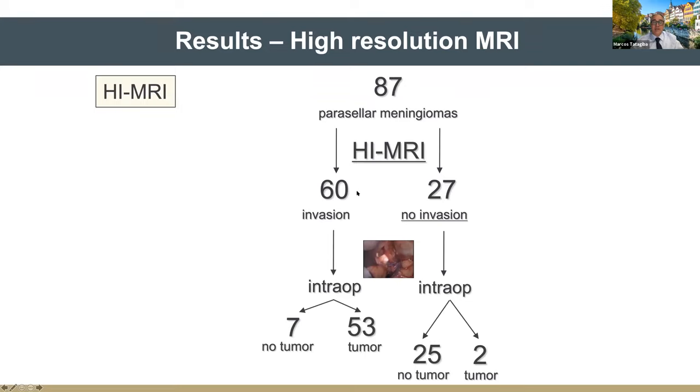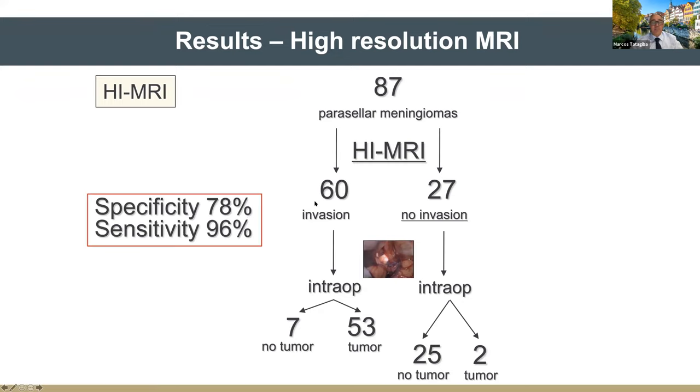In 60 cases, MRI detected invasion. We opened the canal in all of them. We found tumor in 53, but no tumor in 7. So in 7 cases, MRI was overcalling a tumor which was not there. In 27 cases, MRI did not show any invasion. We opened, nevertheless, the canal in all of these cases. In 25, there was indeed no tumor. In 2 cases, we found, nevertheless, tumor. That means this technique gave specificity of 78% and sensitivity of 96%, so much better than using standard MRI.